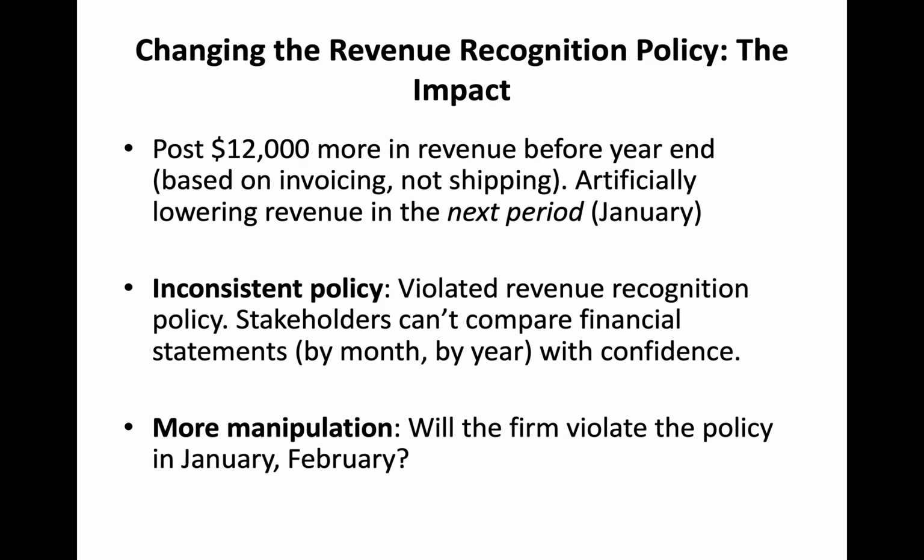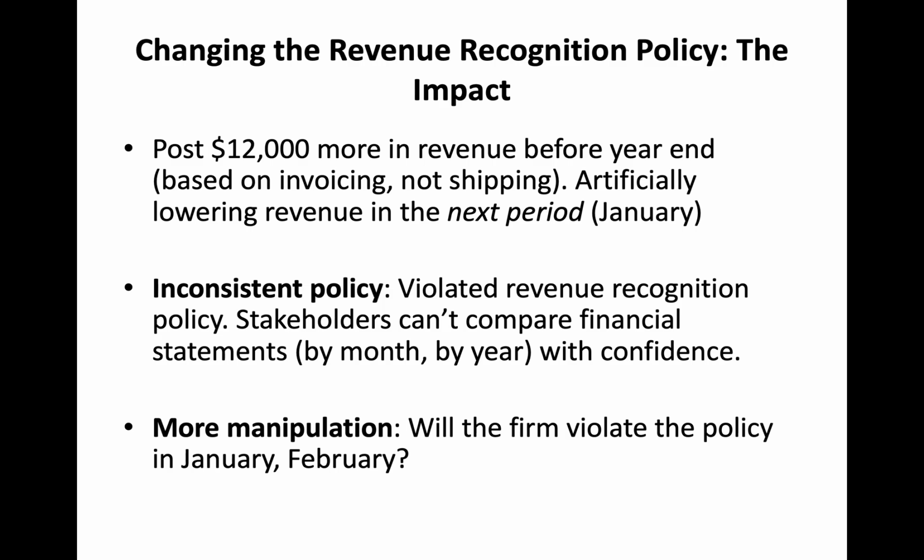So what's the impact of changing the revenue recognition policy? Well, by posting $12,000 more in revenue before year end, you are inflating sales in the current year and you are artificially lowering revenue in the next period. So in essence, you're starting January $12,000 in the hole, or in the negative, when it comes to revenue. It's an inconsistent policy. You violated the revenue recognition policy.